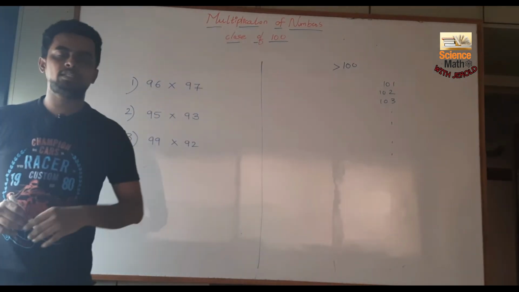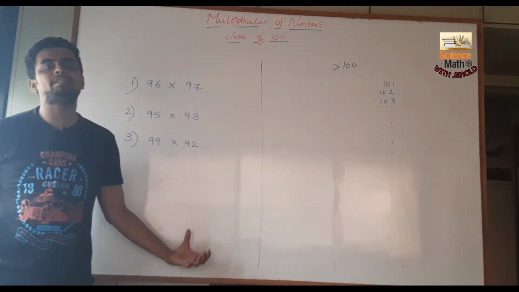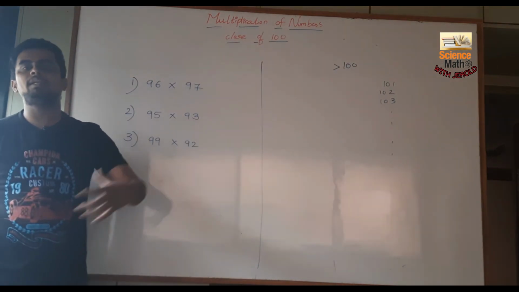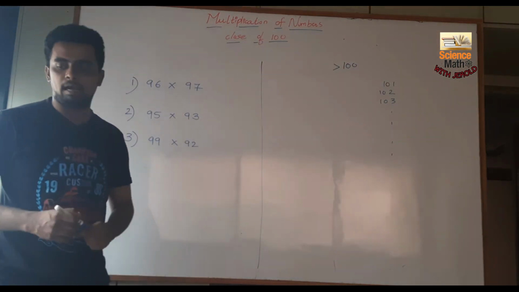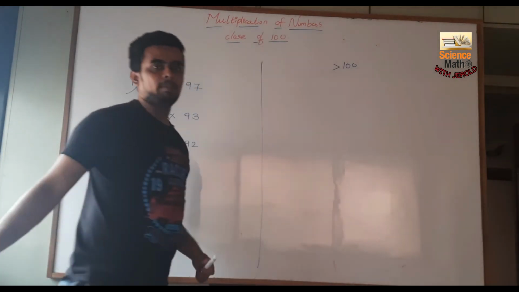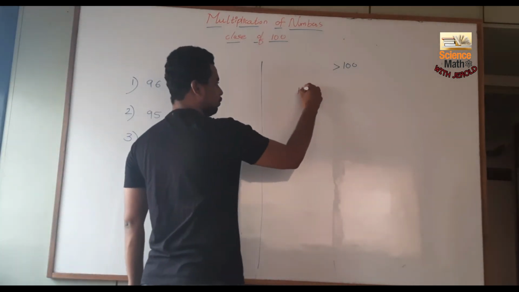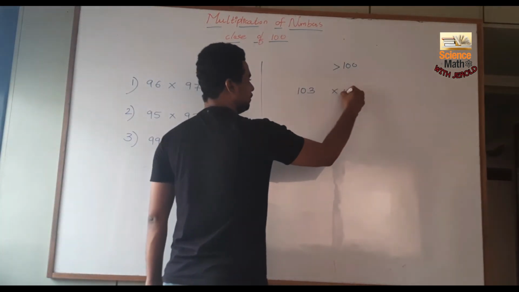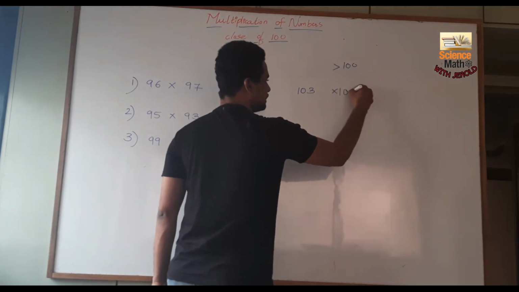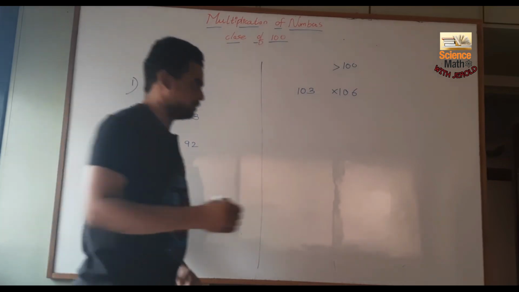Moving on to the next part of the video, that is numbers that are greater than 100. These were the numbers that were smaller than 100. So let us see how to do the numbers greater than 100. First, we will do the multiplication in the normal method for those numbers. 103 multiplied by 106. Let us take these two numbers and multiply them.